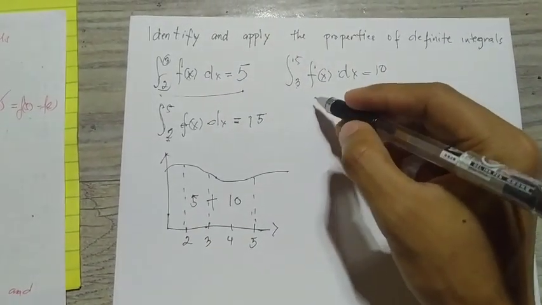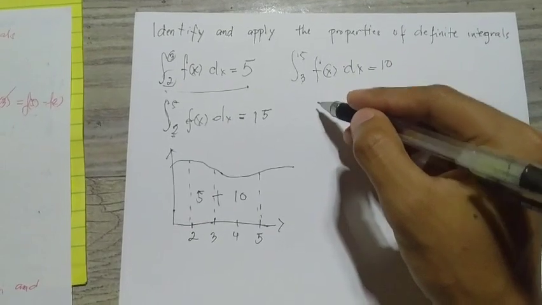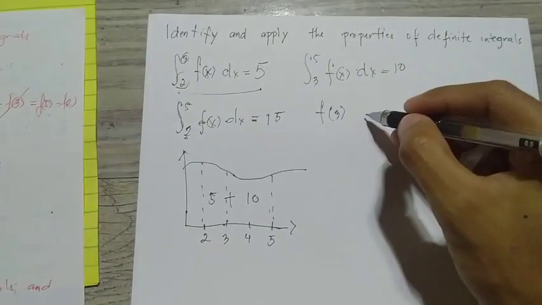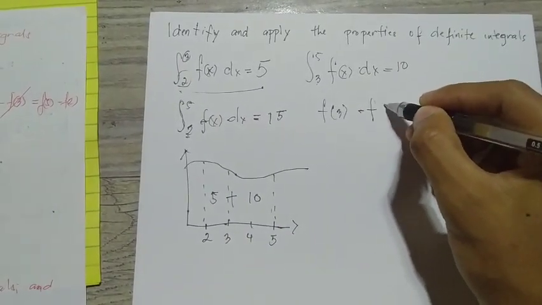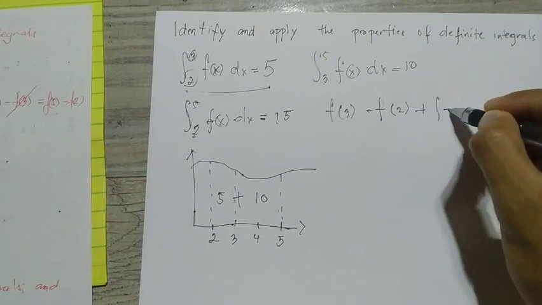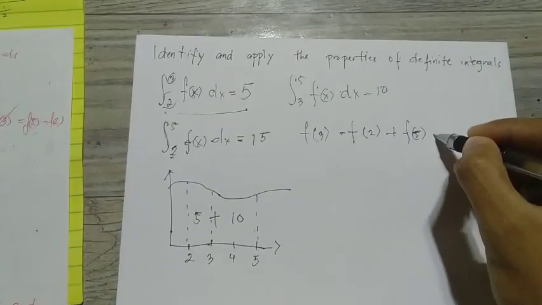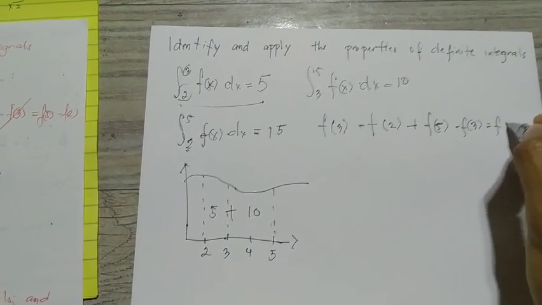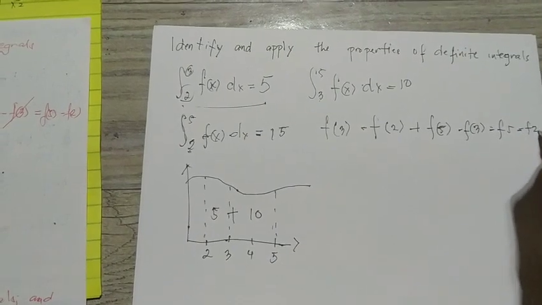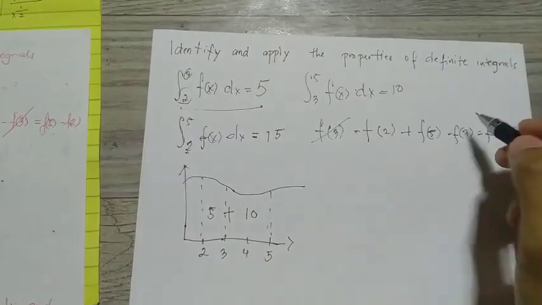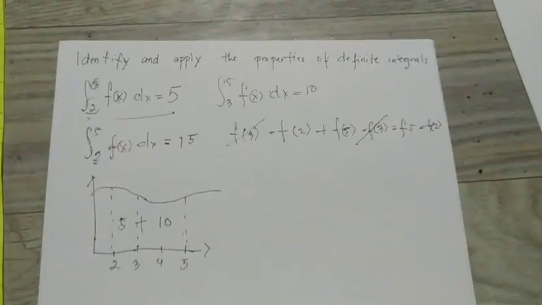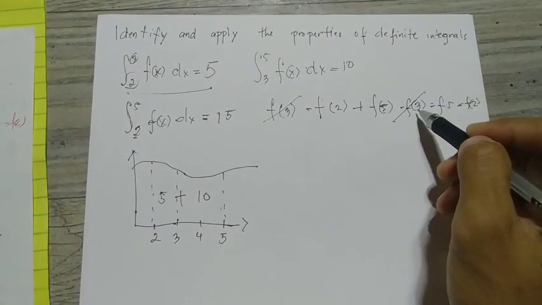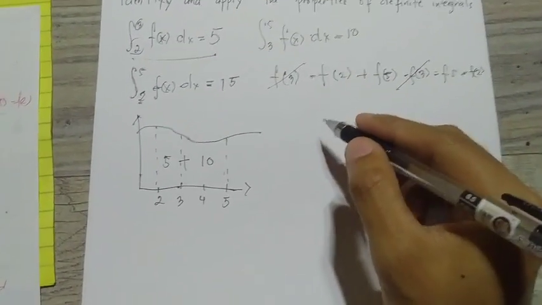To prove it, we have the formula. F of 3 minus F of 2, plus F of 5 minus F of 3, is equal to F of 5 minus F of 2. So we cancel out positive F of 3 and negative F of 3.